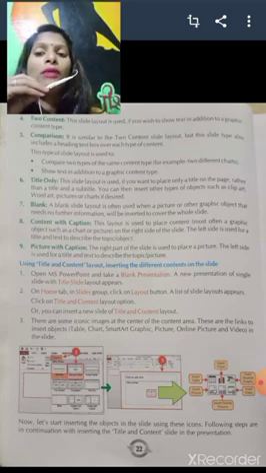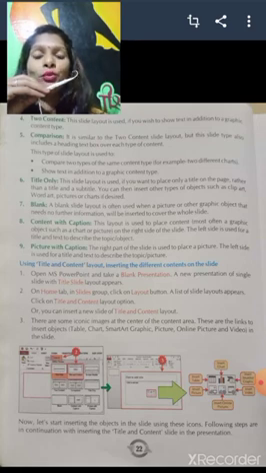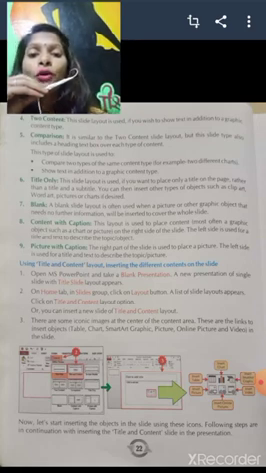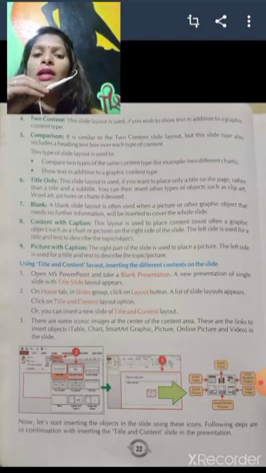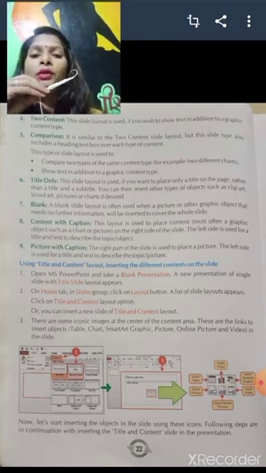Okay, now the eighth one is content with caption. This layout is used to place content, most often a graphic object such as a chart or a picture, on the right side of the slide. The left side is used for a title and text to describe the topic or object.